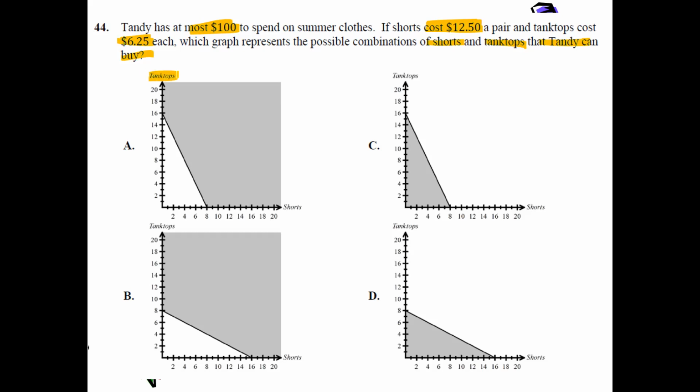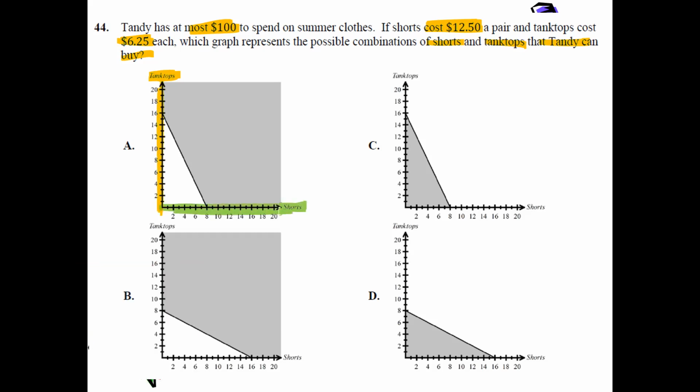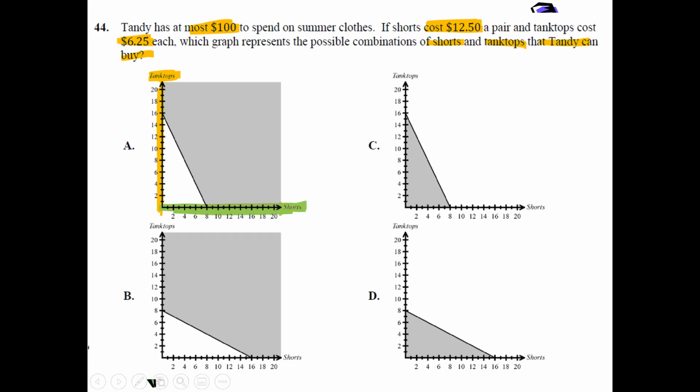Notice that tank top is on the y-axis right here, and shorts is on the x-axis. I would say right now that it doesn't make any sense to have A and B because they're shading above. And that doesn't make any sense. So it's not A or B.